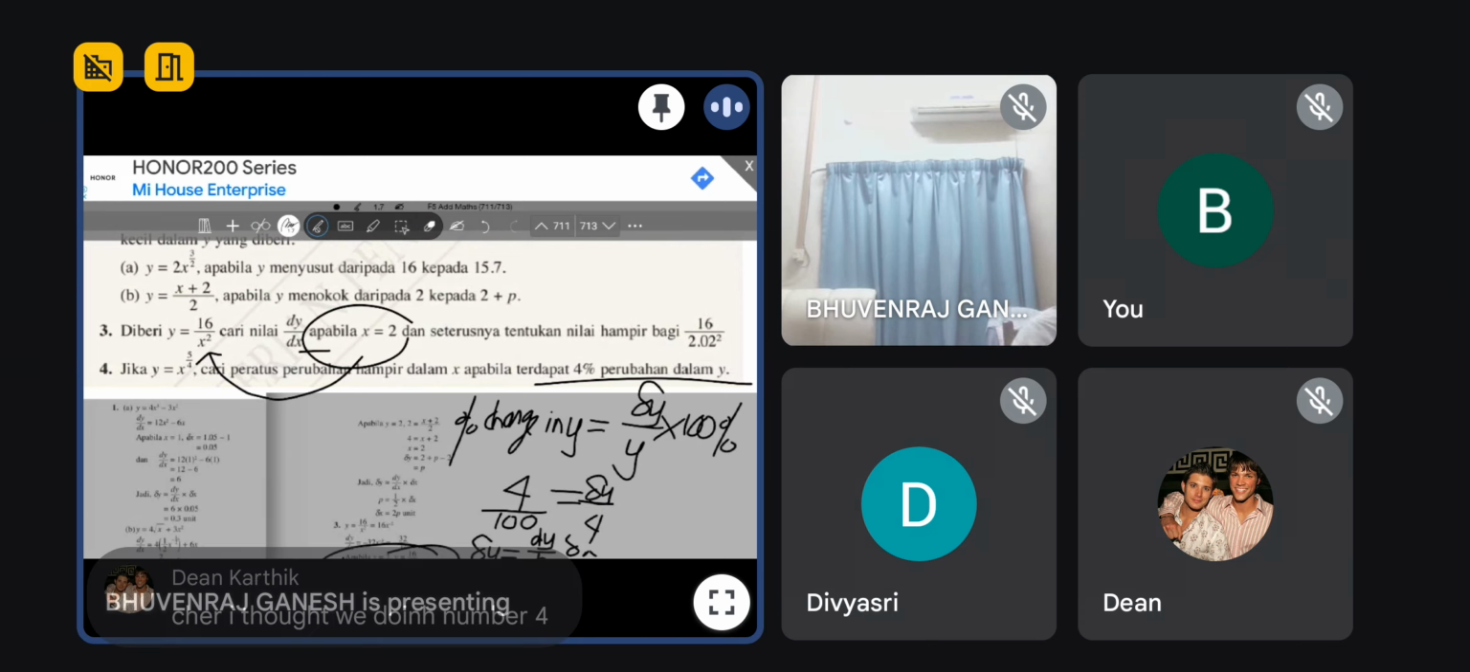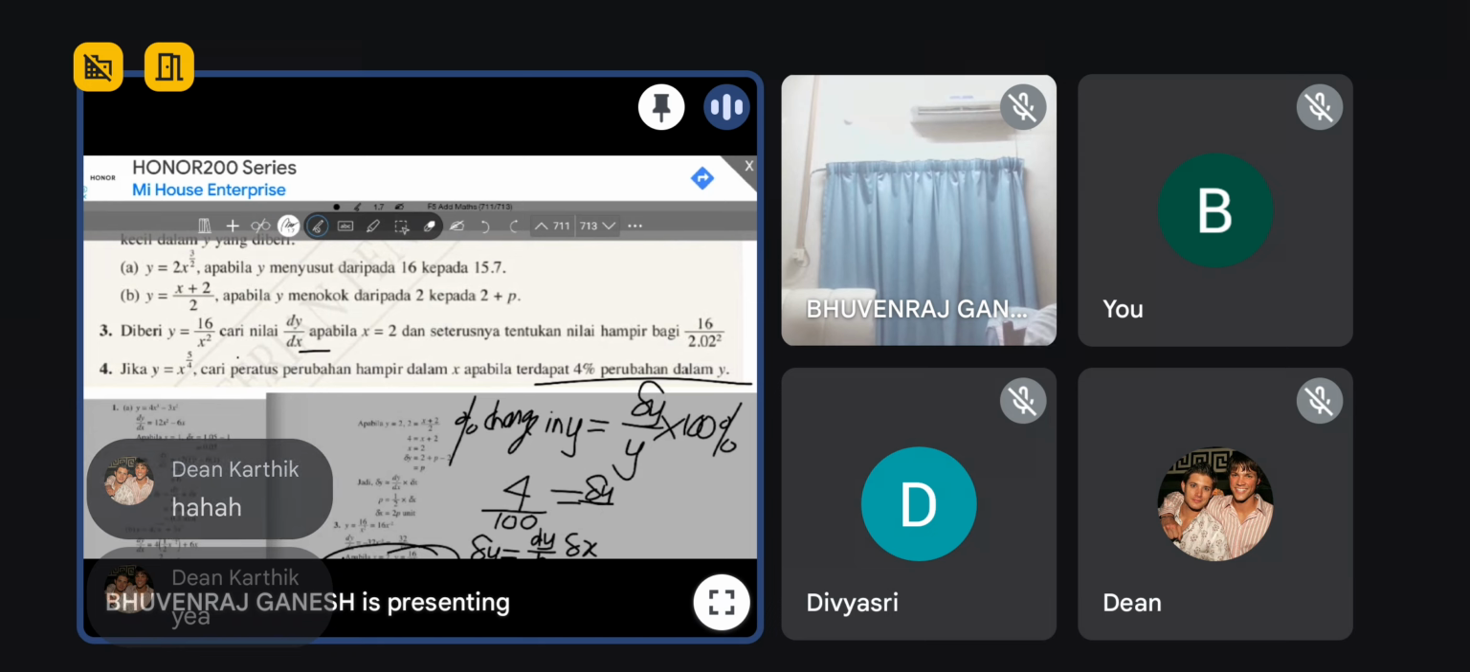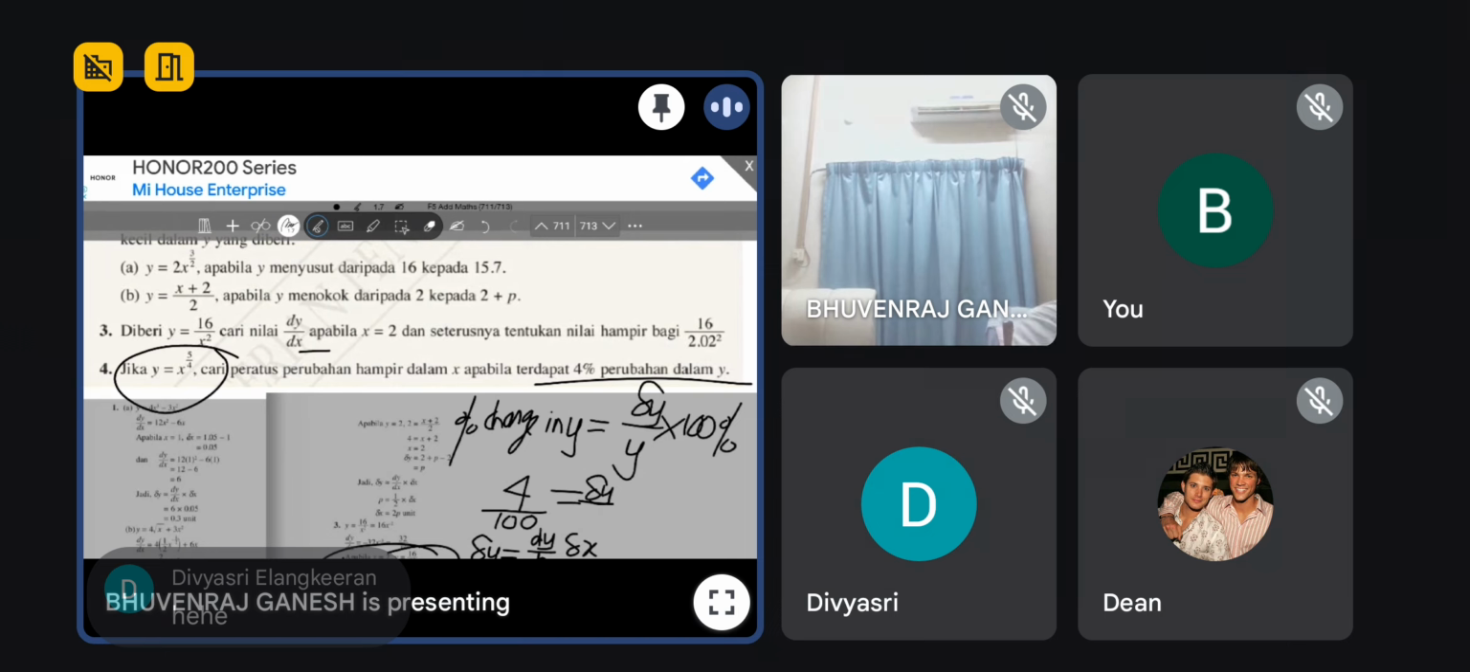Okay. So now, yes, we're doing number 4. Hey, sorry. Oh my God. I used the number 3 value. Yes. Sorry. Okay. I so confused already. So the question is, find the percentage change in x. Okay, percentage change in x is basically delta x divide x times 100%.